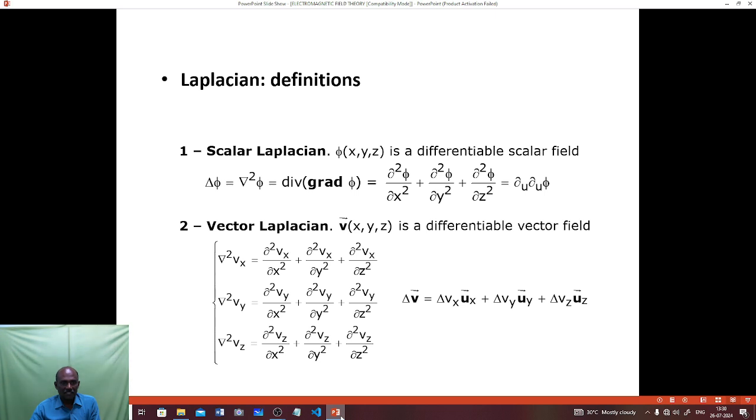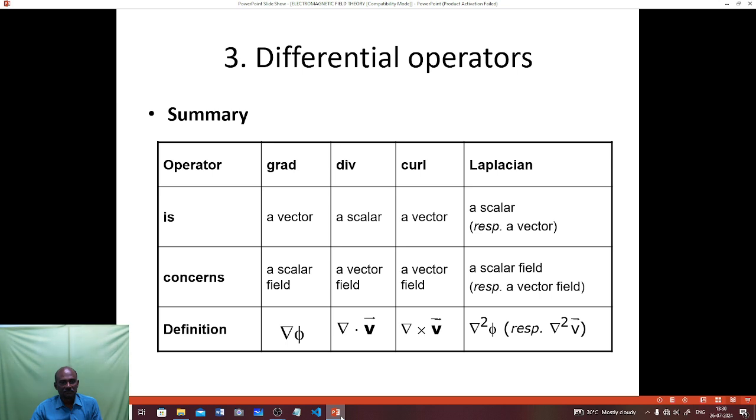So del square phi is the divergence of the gradient of phi. So it is a double partial differentiation. That is called the scalar Laplacian. Similarly, the vector Laplacian is for a differentiable vector field. Differential operators: using differential operations, we can find gradient, divergence, curl, and also Laplacian for any vectors.